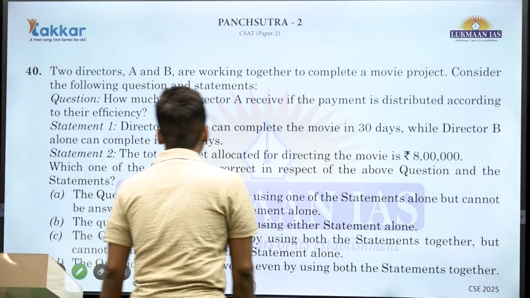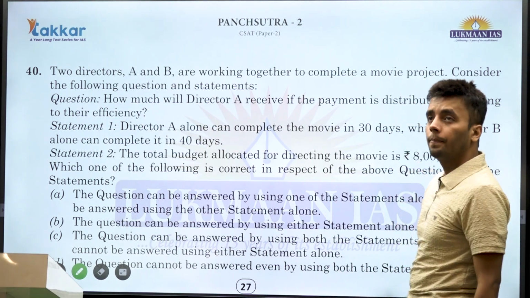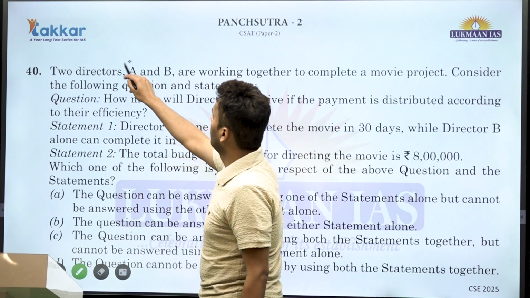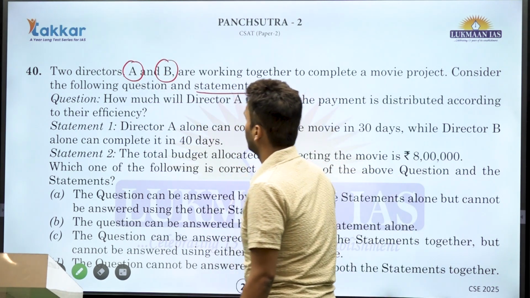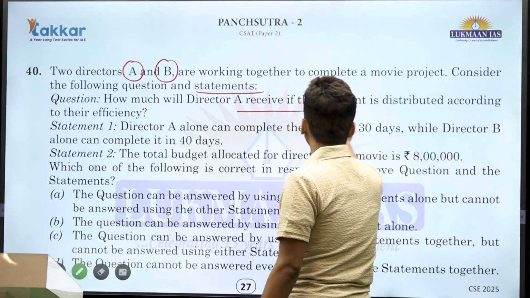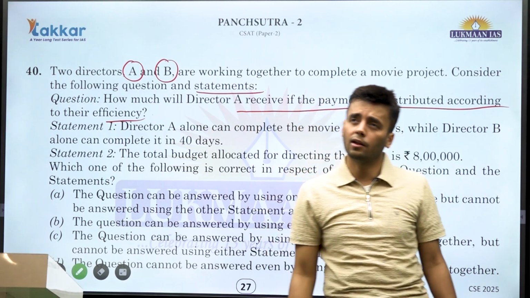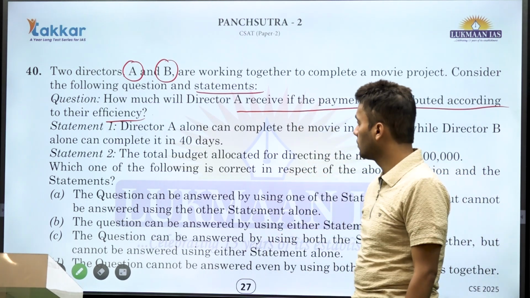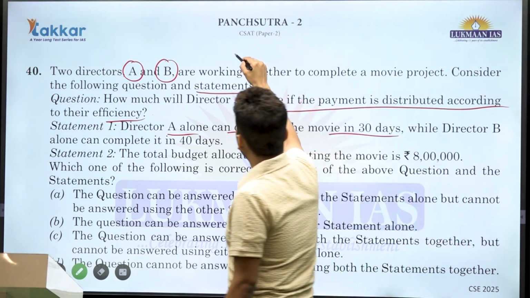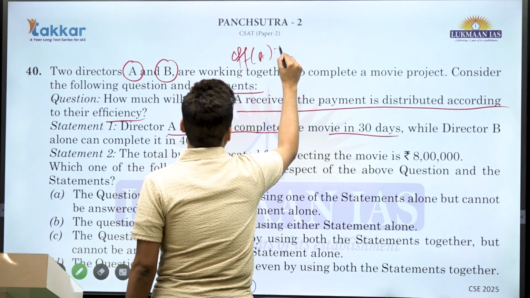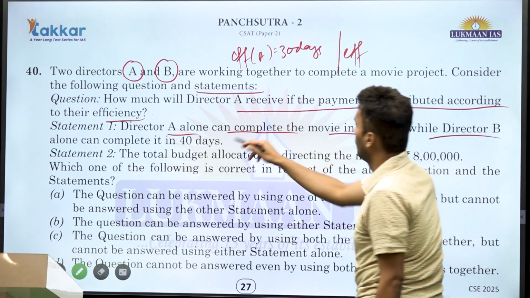Okay, now let's see this. The two directors A and B are working together to complete a movie project. Director A, Director B. Consider the following question and statements. How much does Director A receive if the payment is according to their efficiency? This is the question. We need to find the final payment that Director A will get based on their efficiency. Now, statement 1: Director A alone can complete the movie in 30 days. So the efficiency of A is given as 30 days. And the efficiency of B is given as how much? 40 days.